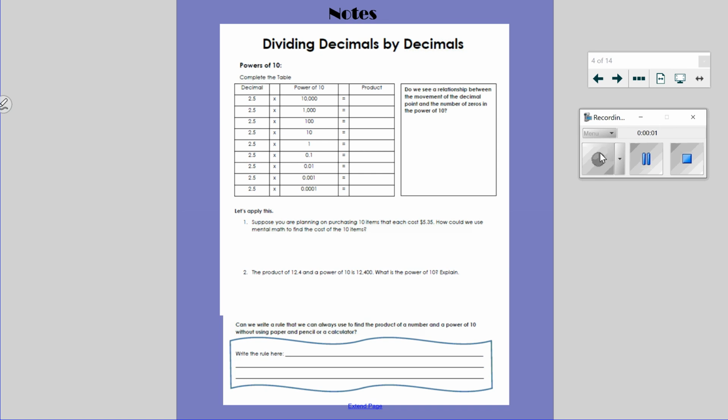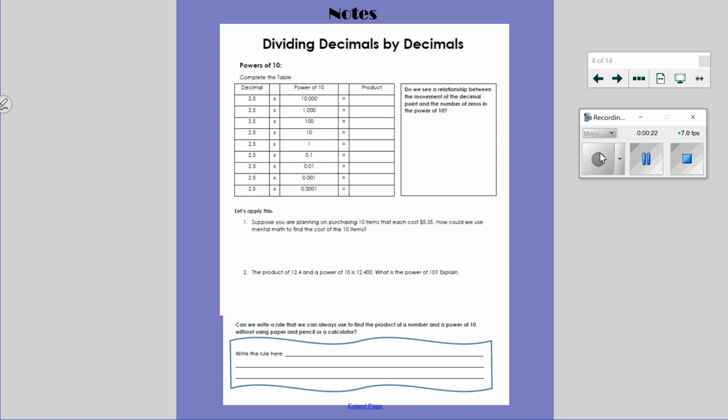by decimals. Now, just like we did dividing fractions by fractions, there's a lot of it that just doesn't make sense. So we're actually going to kind of slow walk you through this to help it make sense before we actually show you how to do what we're going to do, okay? We're going to start by talking about our powers of 10, because it's actually a really important concept.